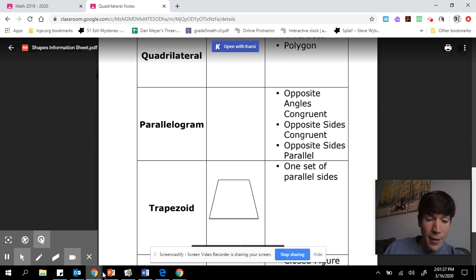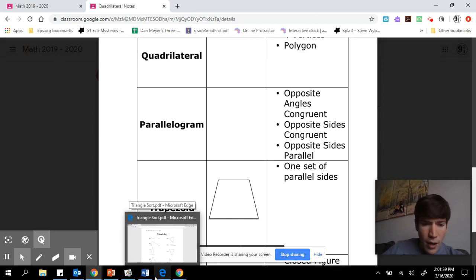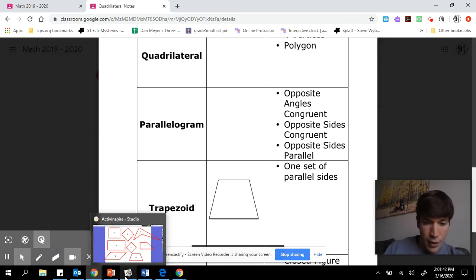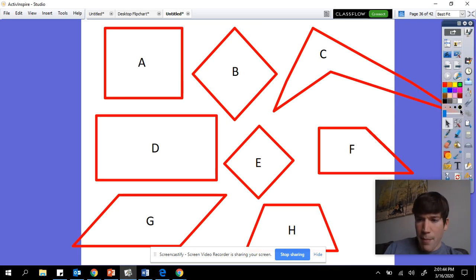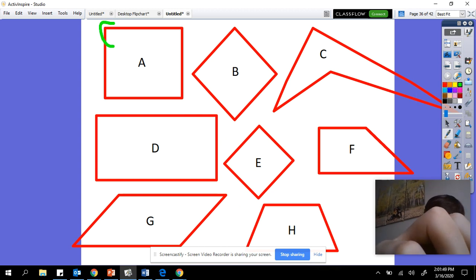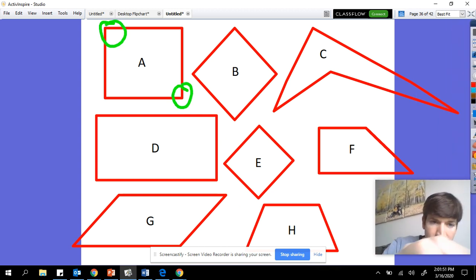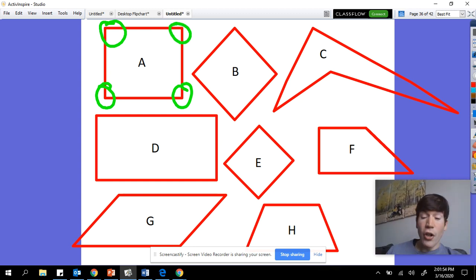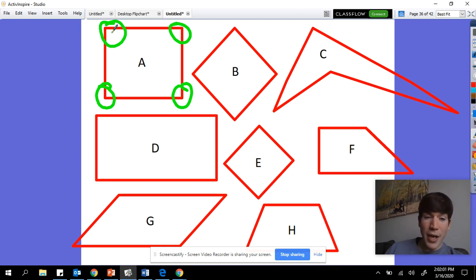The definition of a parallelogram says any shape that has opposite angles congruent. Now, guys, when I'm talking about opposite angles that are congruent, just to give you a picture of what that looks like, I am basically talking about, for instance, this angle up here and this angle here, and then this angle here and this angle here. Those angles are opposite angles. And the word congruent just means that they're the same. So if I was looking at shape A here, I would say these two angles are the same. They're both right angles. These two angles are the same. They're both right angles. So that shape has opposite angles congruent.